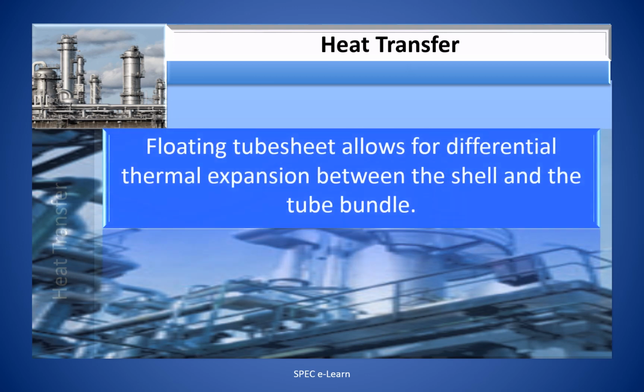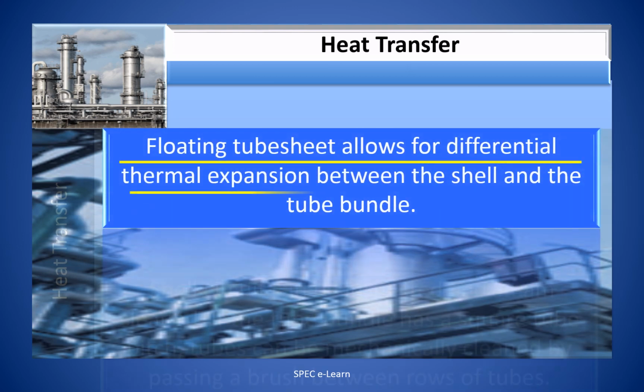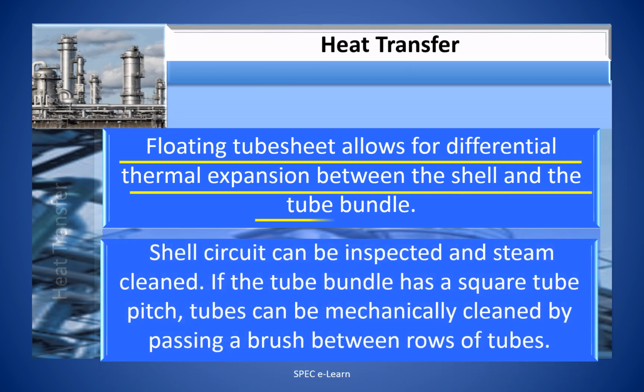Floating tube sheet allows for differential thermal expansion between the shell and the tube bundle. Shell circuit can be inspected and steam cleaned. If the tube bundle has a square tube pitch, tubes can be mechanically cleaned by passing a brush between the rows of tubes.